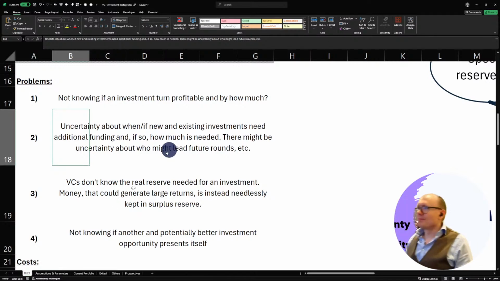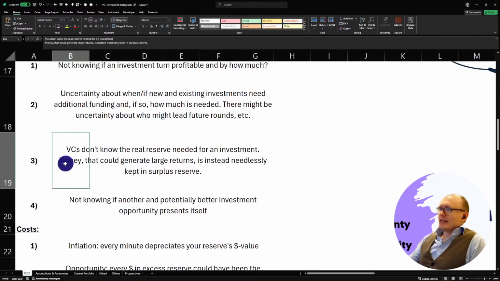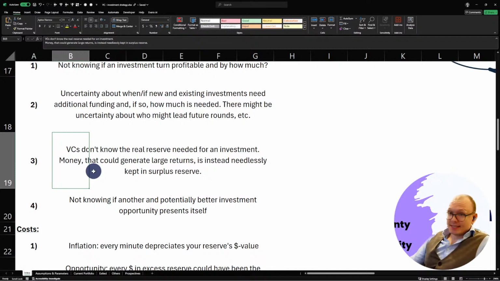And thirdly, we also briefly touched on this already, is that VCs don't know the real reserve that is needed. So again, we would have to always make these estimates. And it matters when we're trying to plan out, especially as we near the end of the period where the funds are available to us. Because there's a limited amount of money. We can't just ask for more and more money. There is only so much money we're allowed to invest.